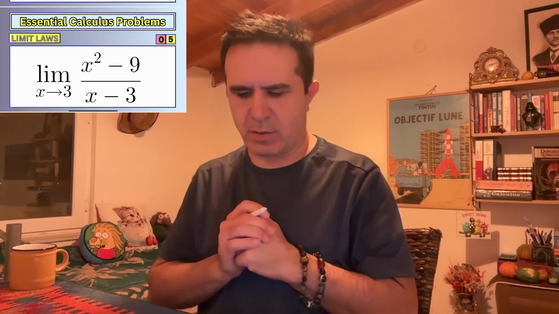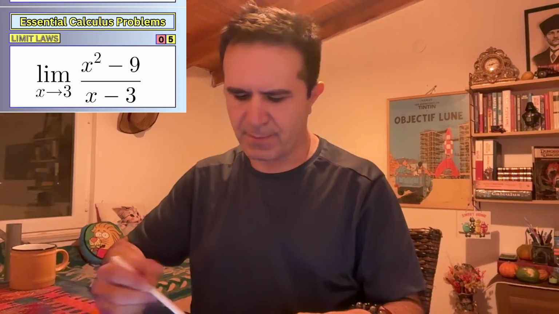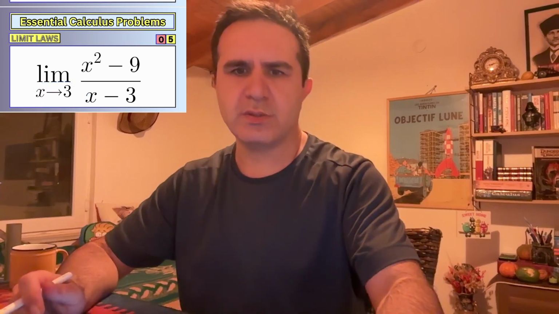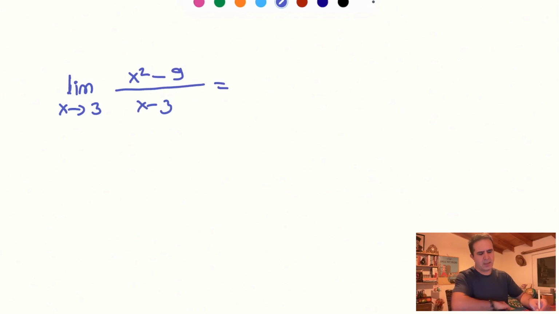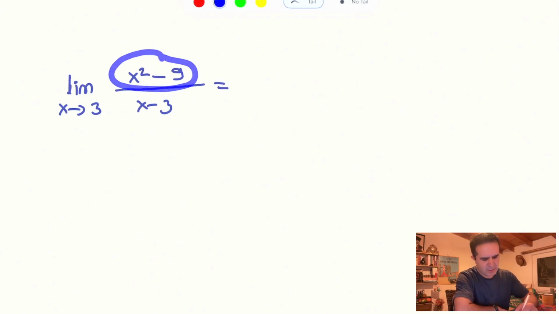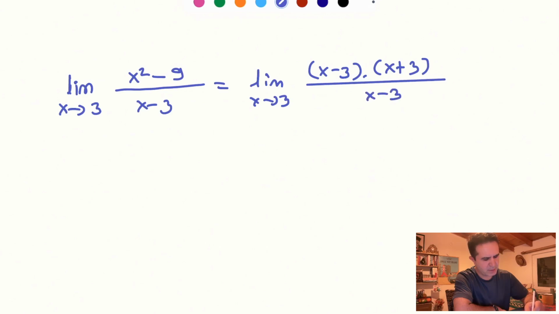Limit of the function x squared minus 9 divided by x minus 3 as x approaches 3. Okay, let's write the problem again. Limit as x approaches 3 of x squared minus 9 divided by x minus 3. We can write x squared minus 9 as x minus 3 multiplied by x plus 3, divided by x minus 3.